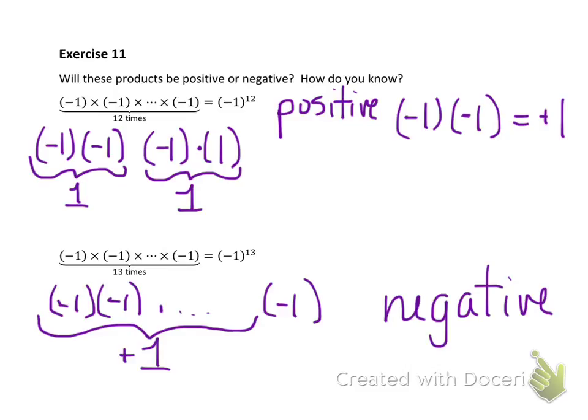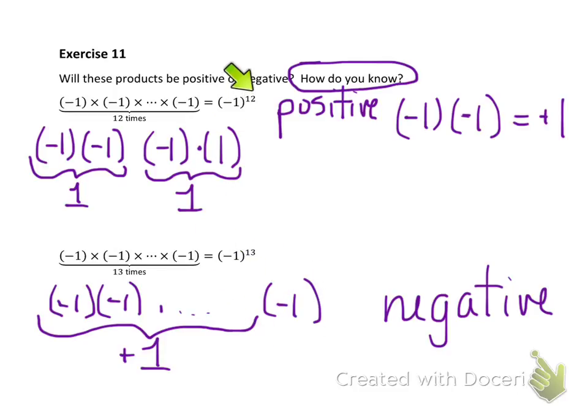Okay, so an important part of this problem right here is this: how do you know? So hopefully you used some sort of explanation as to how you know. Either you calculated it or you thought of this idea of putting pairs of -1 and -1 together to get +1 and then multiplying those together to get +1. This idea that there's kind of one left over here.